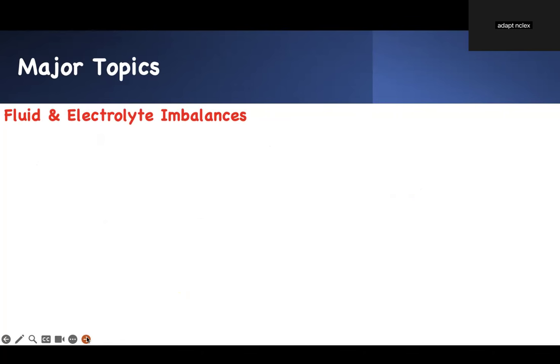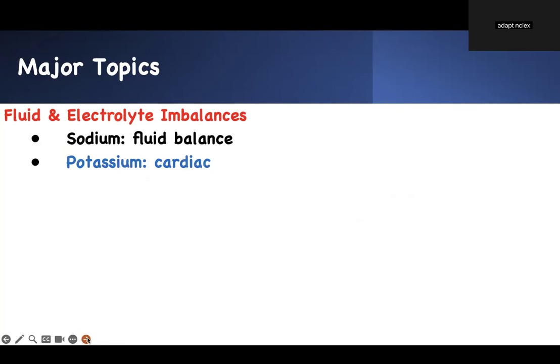Fluid and electrolytes are big. Fluid and electrolytes are big. I got you. You don't need to worry about it. Know the key aspects of them. Sodium, what is the major role of sodium? It's fluid balance. So know which fluid to use in certain situations. Potassium, always, is going to be a cardiac issue. So pay attention to that.